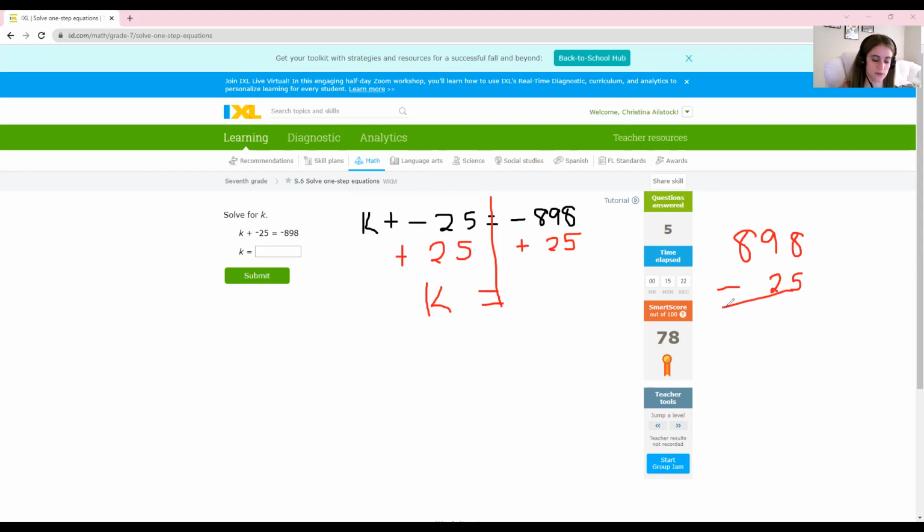8 minus 5 is 3. 9 minus 2 is 7. And we bring down our 8. Well, if we look at the absolute value, so the positive version of our numbers, 898 is bigger. And that number was negative, which means our answer will be a negative 873. Please be careful and watch those negatives, because that is definitely something that can trip you up.